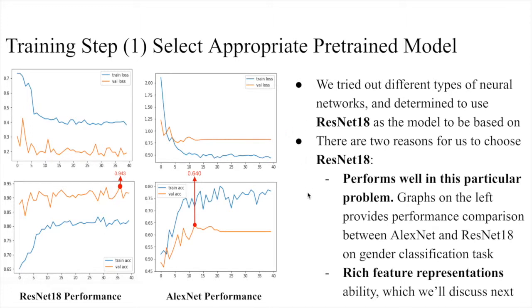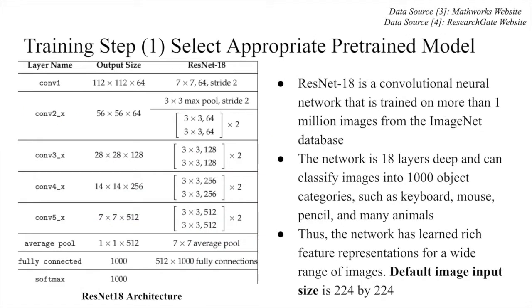The accuracy of ResNet 18 is about 0.94 and the accuracy of AlexNet is about 0.64. Second, ResNet 18 has rich feature representation ability, which we'll discuss next. Here we give a brief introduction to ResNet 18.